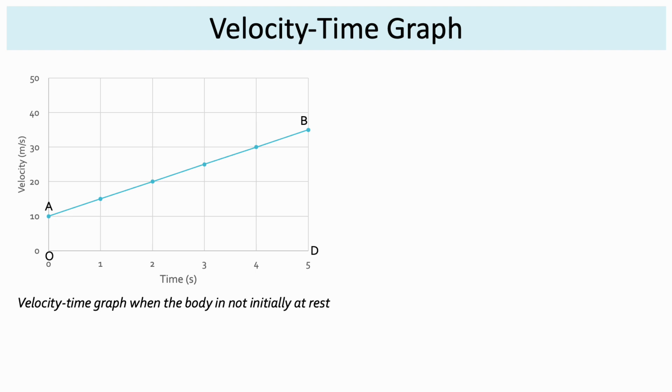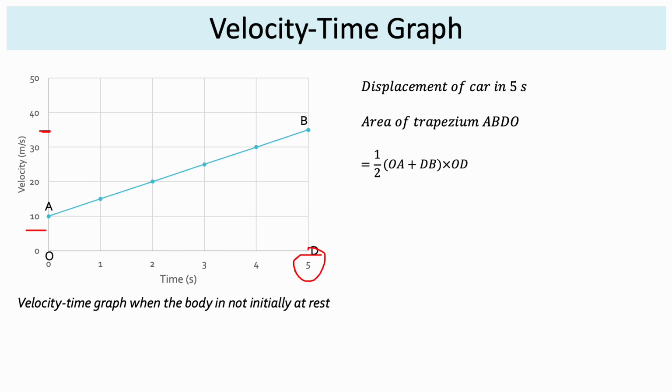Here the body starts with a velocity of 10 meters per second and accelerates to 35 meters per second in just 5 seconds. The displacement is found by finding the area of trapezium ABDO, half OA plus DB multiplied by OD. Substitute the values. The area is 112.5 meters.